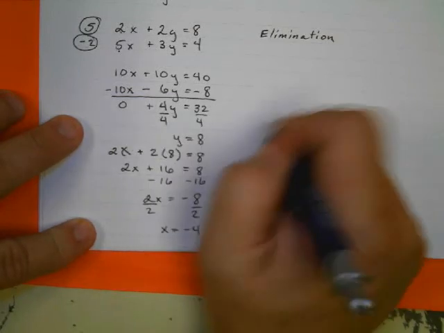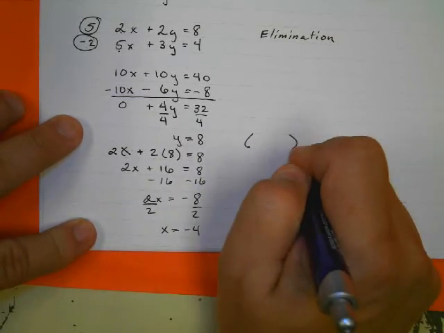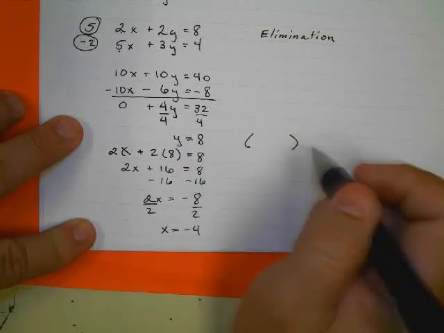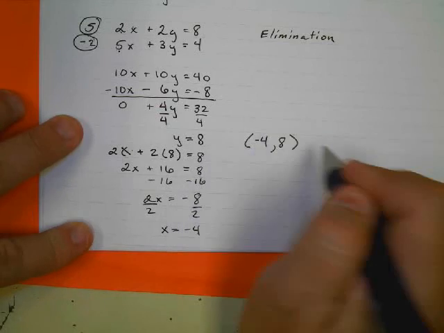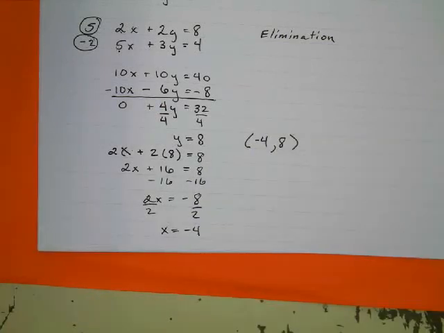All that's left is to write our solution as a point. Remember, even though we found y first, x always goes first because alphabetical order is what we use. So our answer is -4, 8.